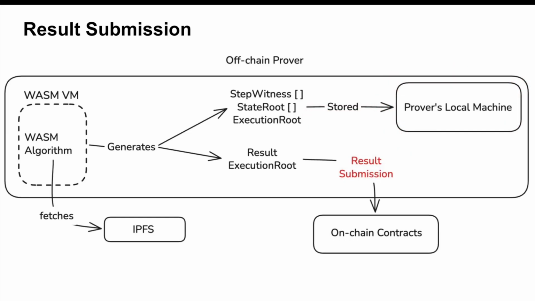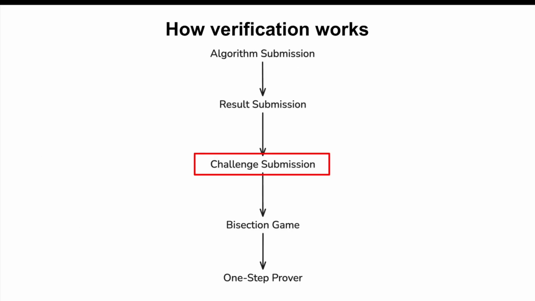This also generates the result of the execution, and again the execution root, which is the same. And these two objects are submitted to the on-chain contracts. The execution root is 32 bytes, and the result is either an I32 or an I64, or whatever the number is. It's just 32 or 64 bits, nothing crazy.